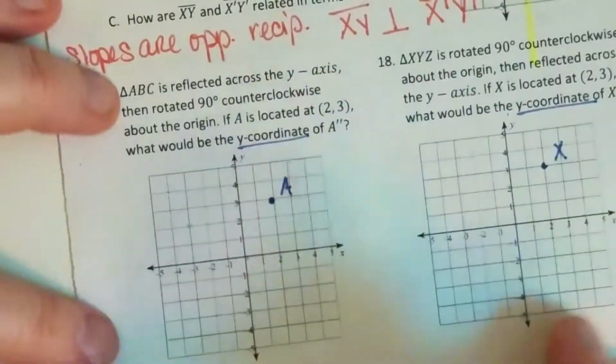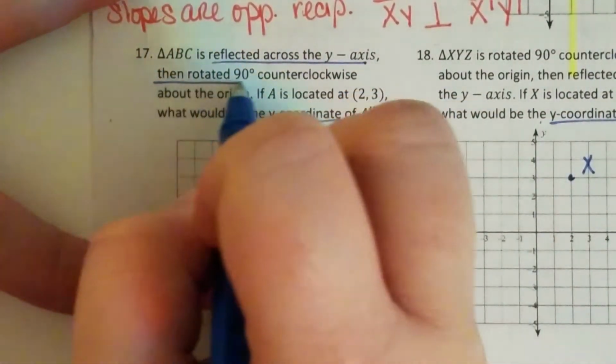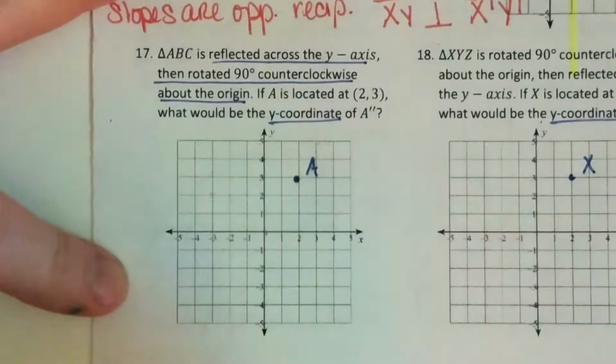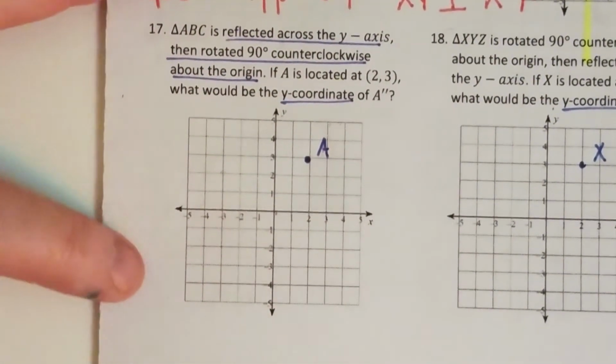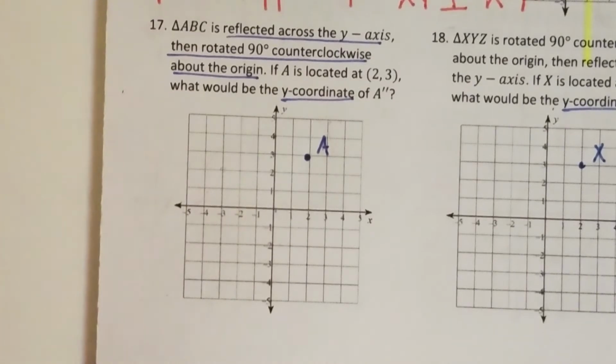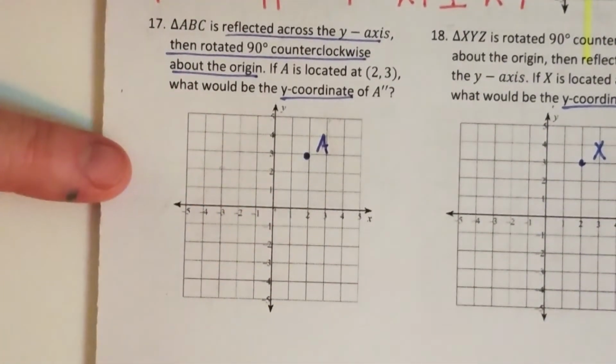We are not rotating this thing first. What are we doing first? We're reflecting this across the y-axis. It's always important to read the directions. Let's try that again, shall we? All right. So as I said before, no mistakes were made. Nobody saw anything, and there's not a video to prove otherwise.